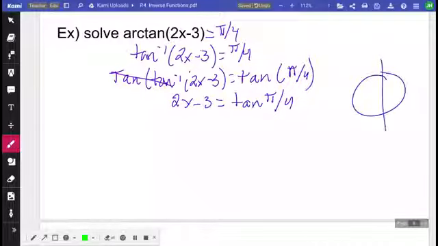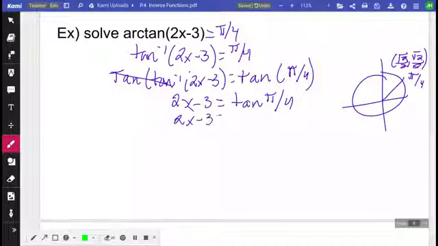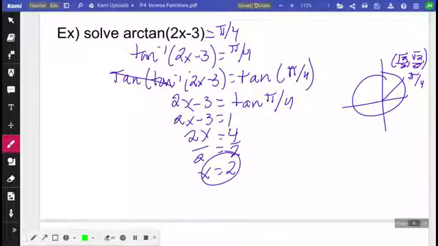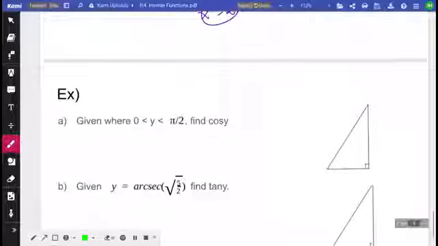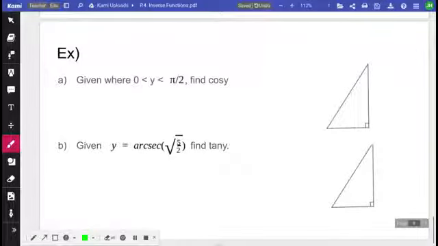Again, on your unit circle, where pi over 4 is, that ordered pair is root 2 over 2 and root 2 over 2. And sine over cosine, you're going to get 1. Okay, so I will have 2x minus 3 equals 1. Add 3 to both sides, and I get 4. Divide by 2, and I get x equals 2. It's not any different from solving a regular equation in algebra. The only difference really is that you have a new operation that you're not used to.